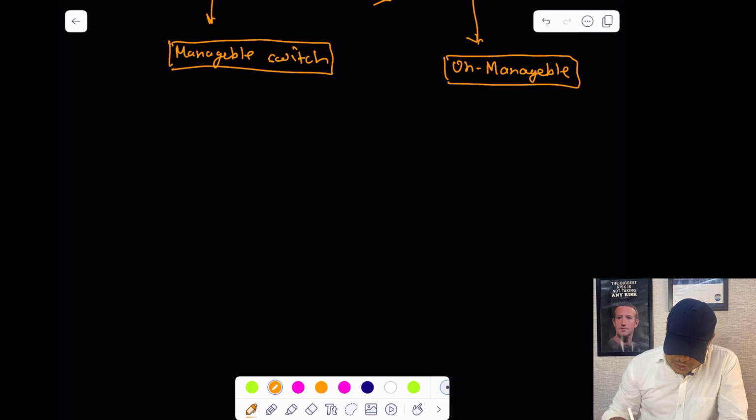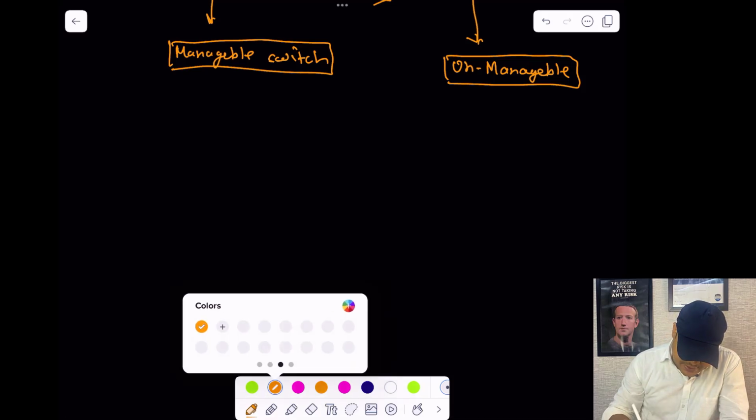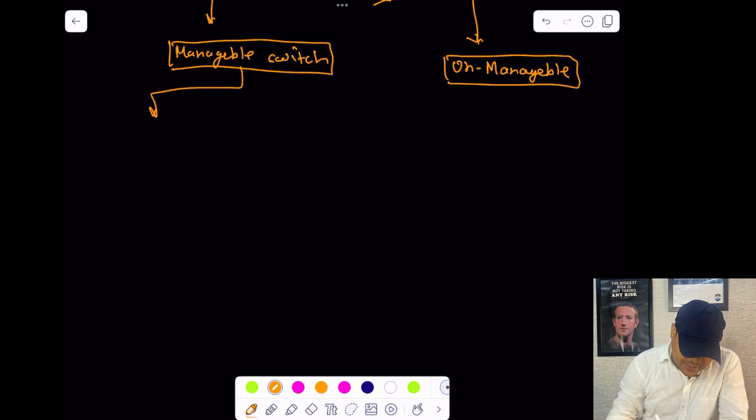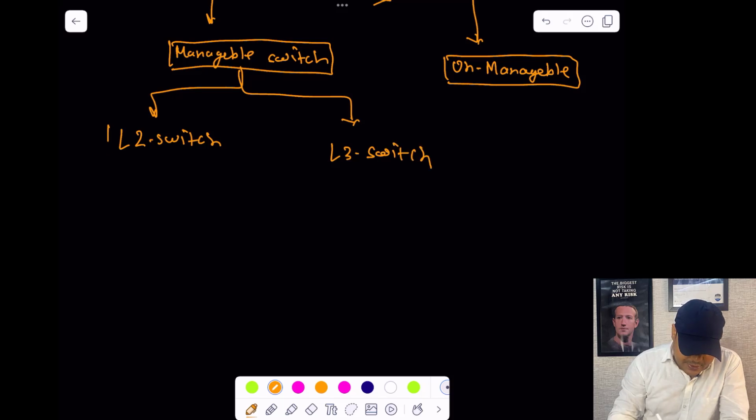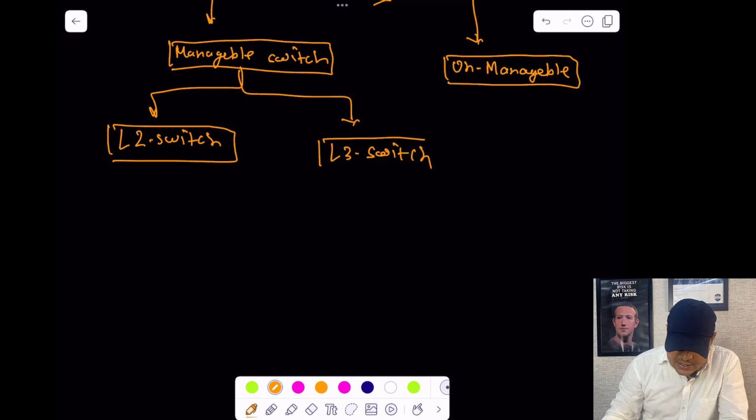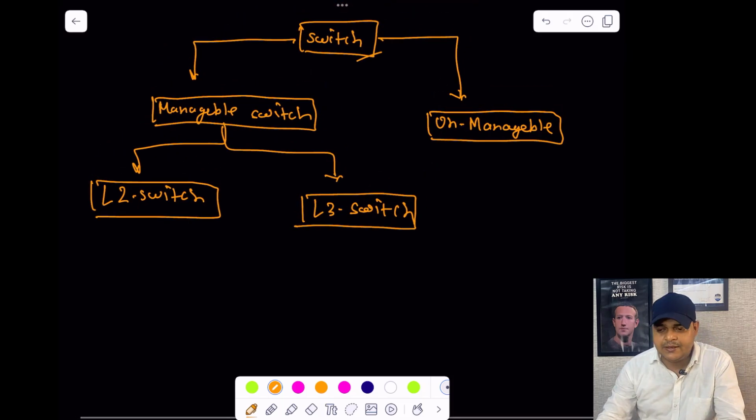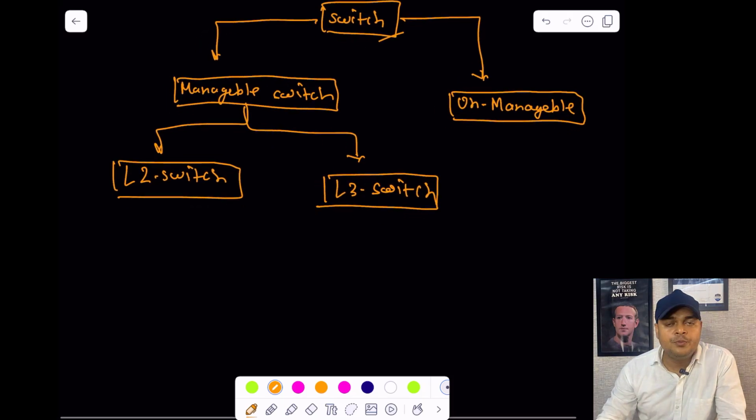But the manageable switch is also categorized in two different parts. Yes, we also need to know about the manageable switch. I'm going to categorize it in two different parts: the first one is the L2 switch and the other one is the L3 switch. The meaning of L2 and L3, as we discussed in our OSI class, is that there are 7 different layers in the OSI model. So layer 2 is considered the data link layer, and layer 3 is considered the network layer.